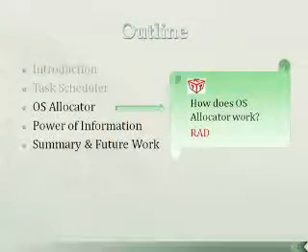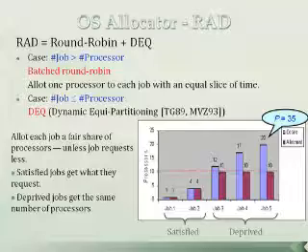So that's about the task scheduler. I will now move to the OS allocator to see how we guarantee overall system performance. First I'll introduce RAD. RAD is a combination of round robin and dynamic equal partitioning. We all know round robin: when the total number of jobs is greater than the total number of processors, RAD just does round robin and allots one processor to each job with an equal slice of time. When the total number of jobs is less than or equal to the total number of processors, it applies dynamic equal partitioning. The way dynamic equal partitioning works is that it tries to allot each job a fair share of processors unless the job requests less.